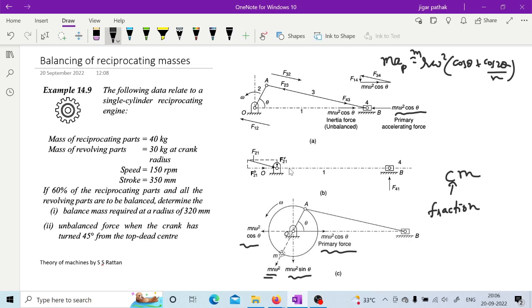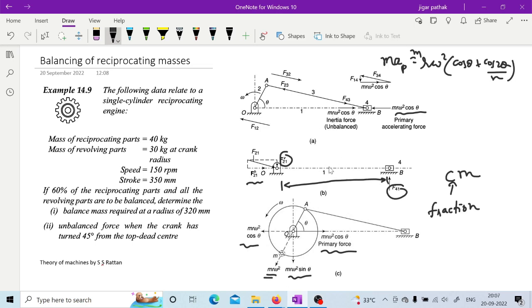Here also you can see whatever F21V and this F41 is there, it is going to generate a couple because they are at a distance. So this couple is the shaking couple, and this force which they are providing here in the horizontal direction is known as the shaking force, because this force is not balanced and this particular couple is not balanced. So this is how you have shaking force and shaking couple present in reciprocating masses.